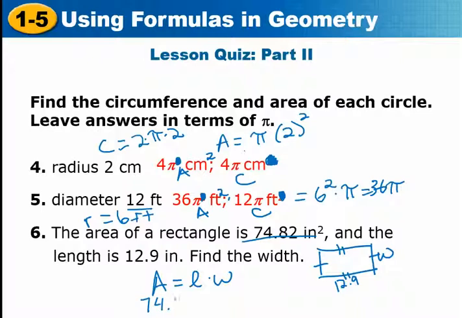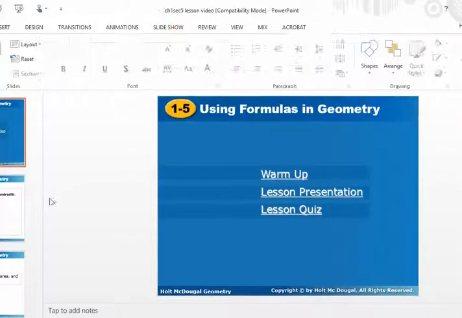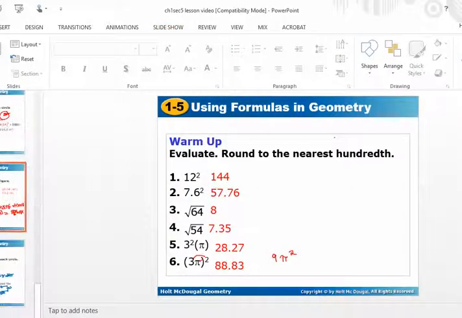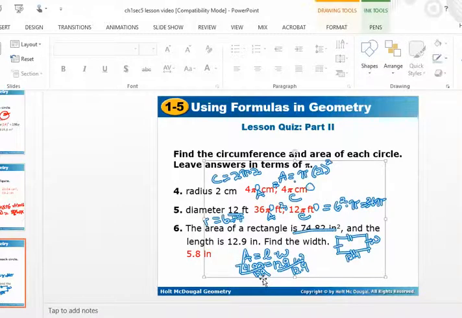We know that the area is 74.82. We know that the length is 12.9. We don't know W, so I just write W. And then I'll solve by dividing both sides by 12.9. I'm going to go back to that last page for us here. And when we do that, we get 5.8 for an answer when you take 74.82 divided by 12.9.